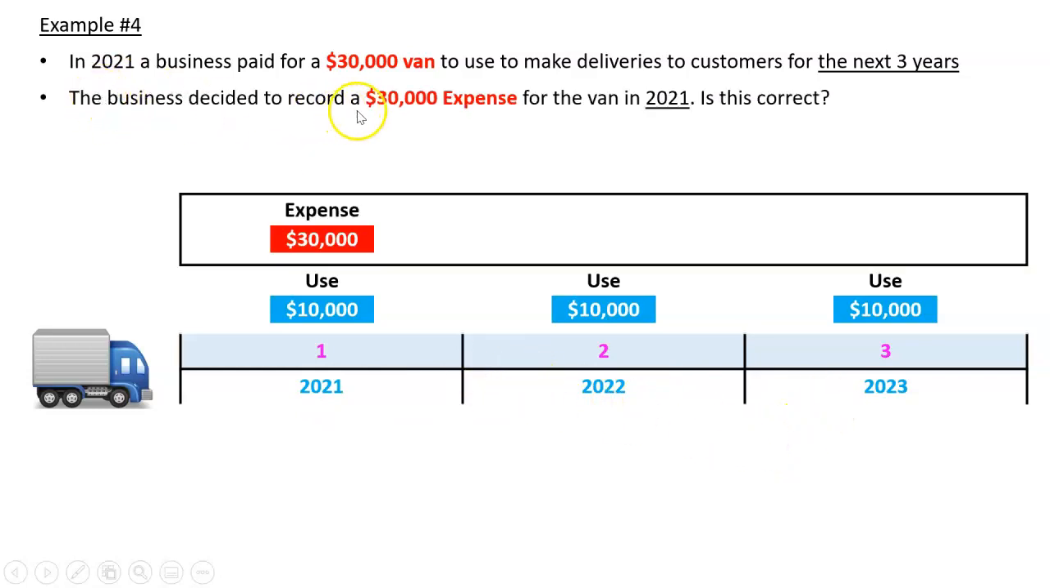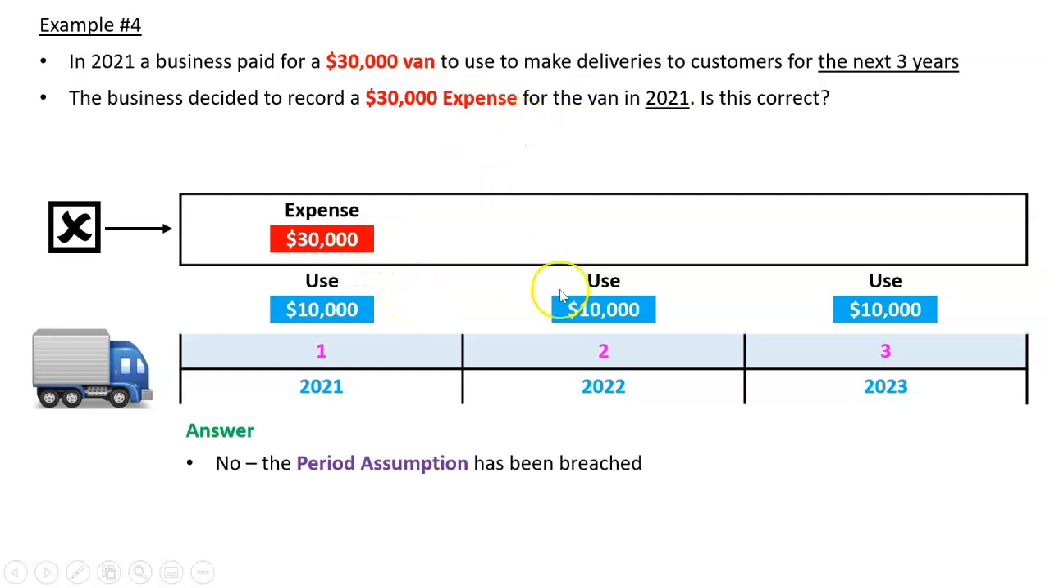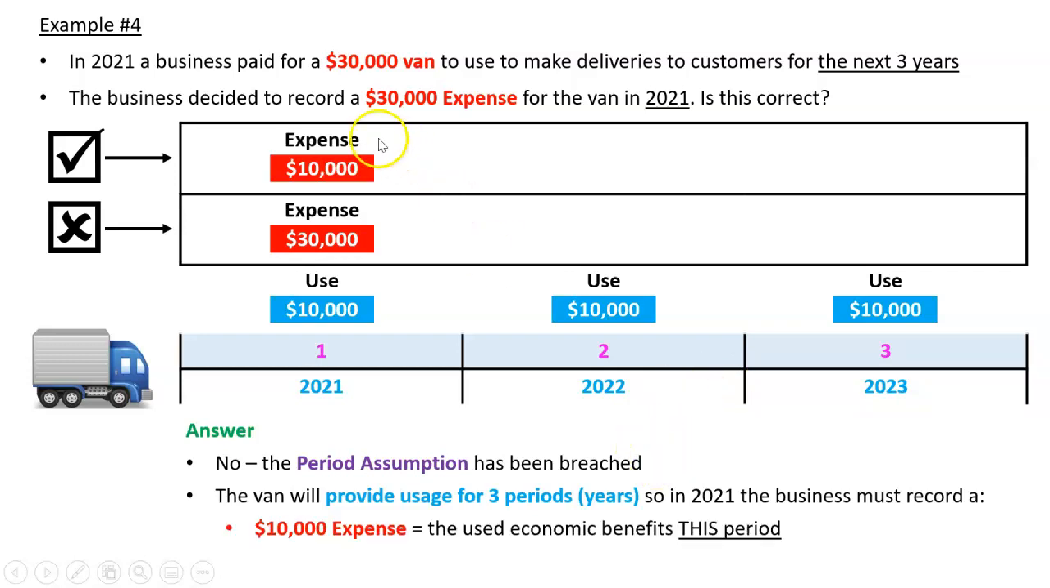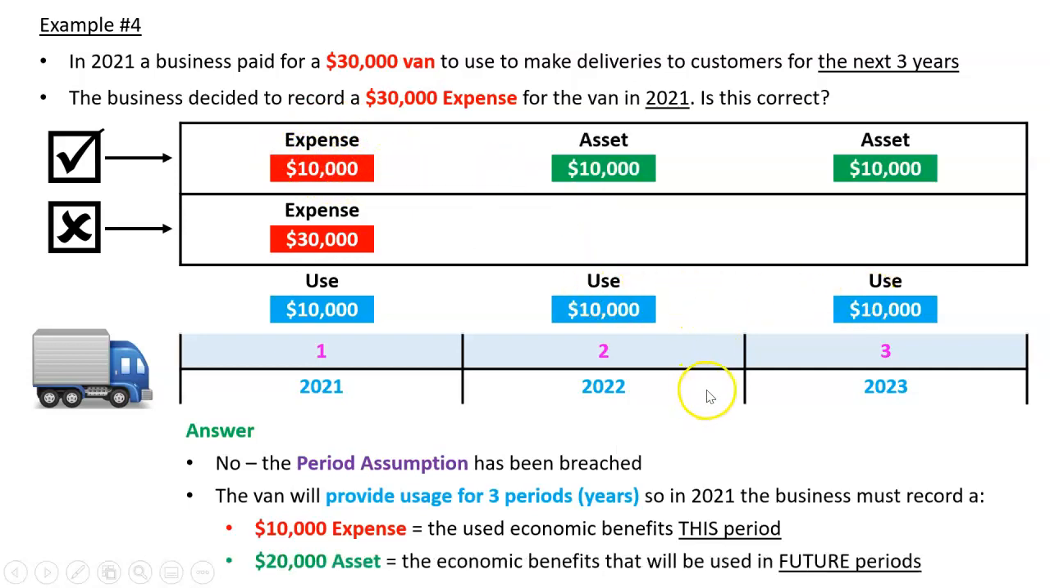However, the business has decided to record a $30,000 expense for the van in 2021. Is this correct? We're going to say no. The period assumption has been breached. Why? Well, the van's going to be used for 3 years, as in we're going to get economic benefits from it. And one of the things that the period assumption allows us to do is distinguish between expenses. So here's after 1 year, we'll have used that. But when you think about it, for these 2 years that we haven't used, they're actually assets. They're economic benefits we will use in future periods.